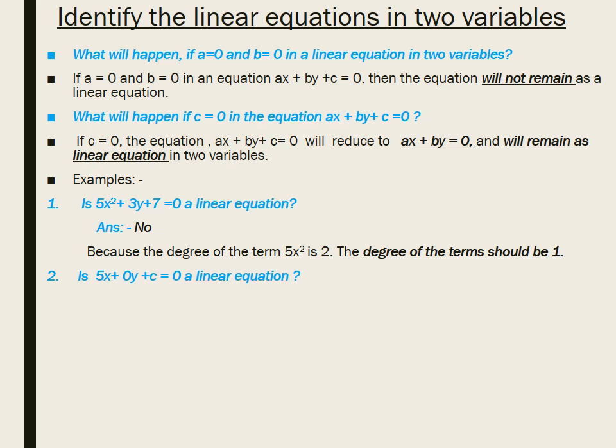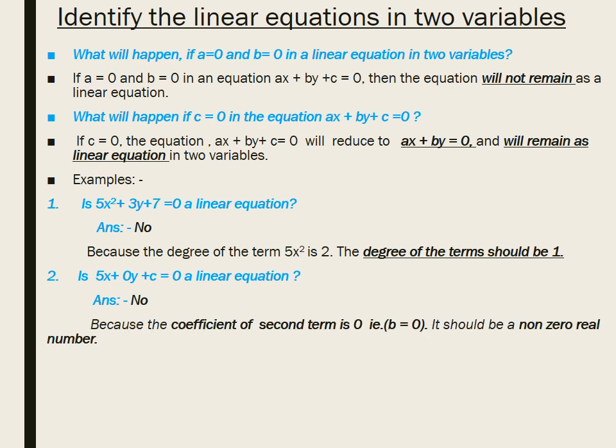Second example, 5x plus 0y plus c is equal to 0. No, this equation is not a linear equation, because the coefficient of the second variable y is 0. As we had discussed earlier, for an equation to be a linear equation, the coefficients of the variables should be non-zero.